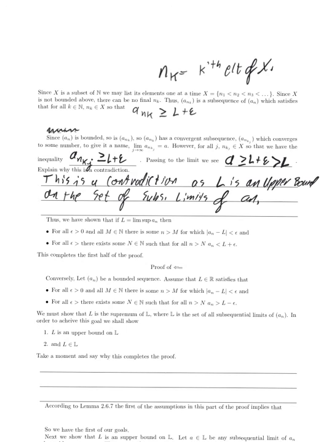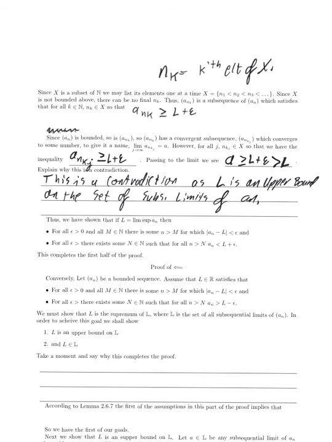So we got a contradiction, because while L is supposed to be an upper bound on the set of subsequential limits of A sub n, we've just explicitly constructed a subsequential limit which exceeds it, which is a contradiction.